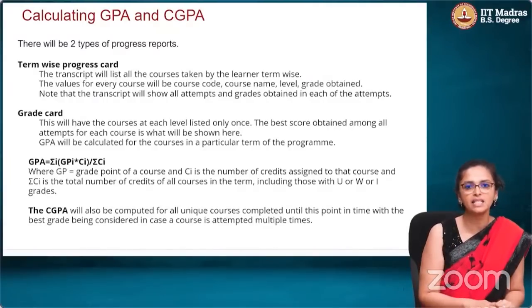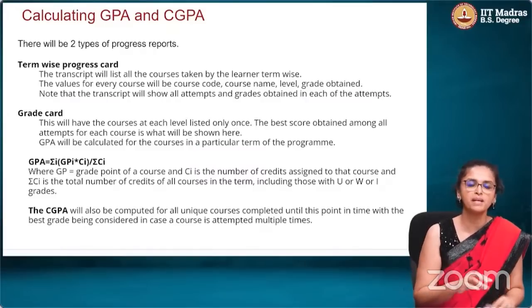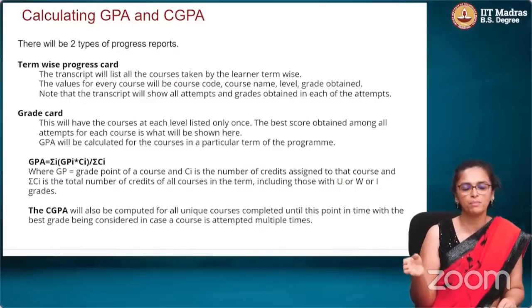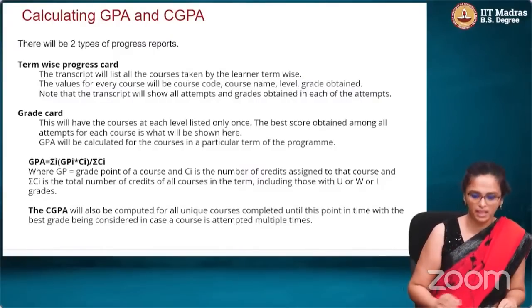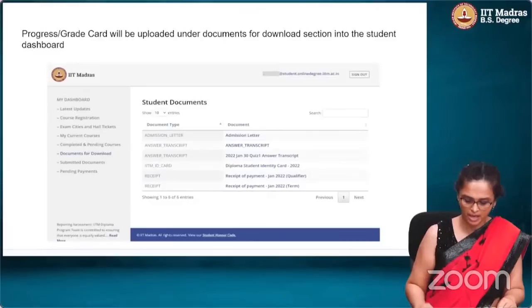And then we will calculate CGPA for all unique courses done so far in the program. CGPA is a cumulative grade point average and it shows you what your performance has been across courses done till that particular point in time in the program. So when you get your progress card, both of these will be listed in that document. The progress card and the grade card will be uploaded in the document section for students to be able to download, and I hope you all are familiar with your student dashboard. There are a lot of important documents that go through it. I will also walk you through some of it when I come to that particular section.